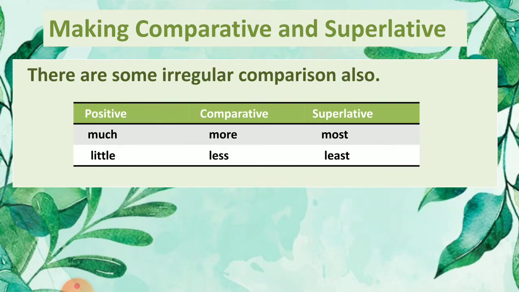There are also some irregular comparisons. That means no rule is used for such positive degrees, like much, more, most, little, less, least, right? So there are some adjectives whose comparative and superlative degrees are irregular, right? So the comparison is irregular. There is not a specific rule, like much, more, most, little, less, least.